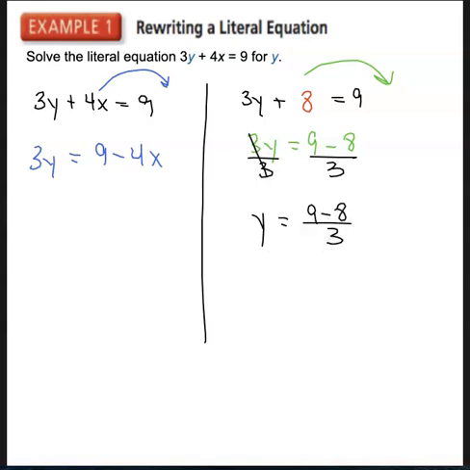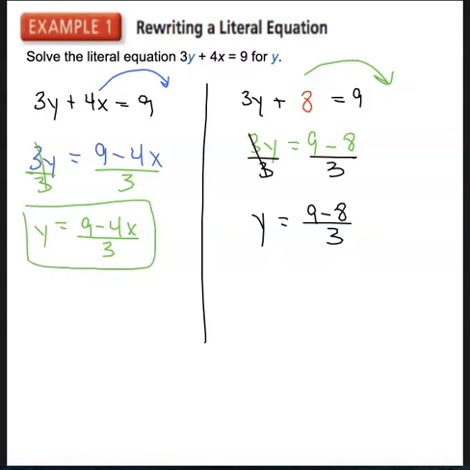But let's look at the left-hand side. Same exact process. I have 3y equals something. I don't want 3y, I want y. How do you get rid of that 3? Same process: divide by 3. And I get y equals 9 minus 4x, all divided by 3. Can I combine 9 minus 4x? No, so leave it like that. And there's one of your answers.